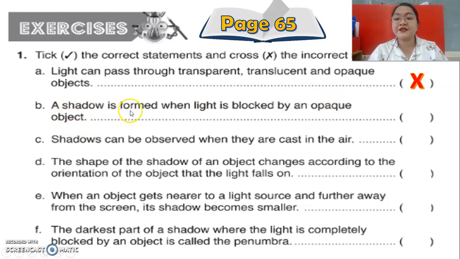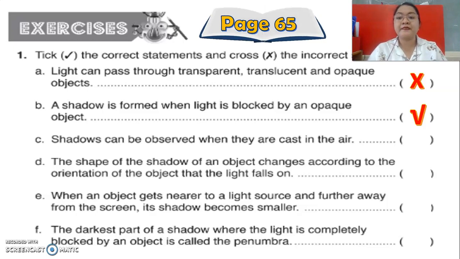A shadow is formed when light is blocked by an opaque object. So, does it mean that when we have opaque objects, we can see a shadow? Is it true or false? 3, 2, 1. The correct answer is, very good, it's a tick, because we can see shadows on opaque screens.